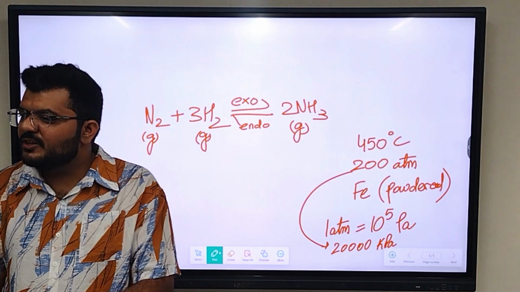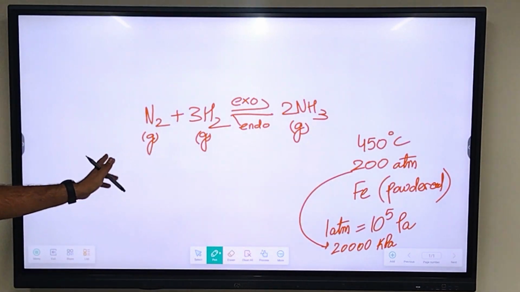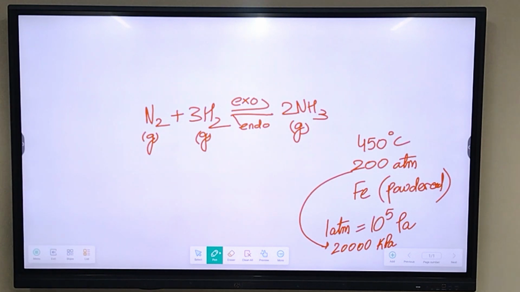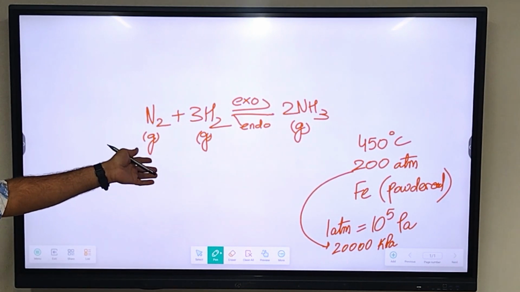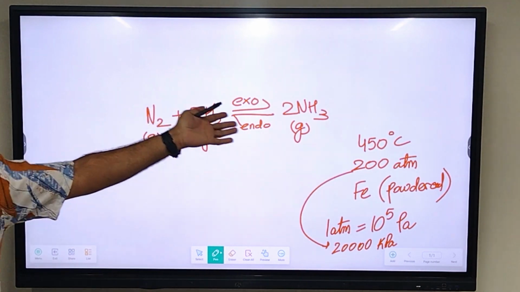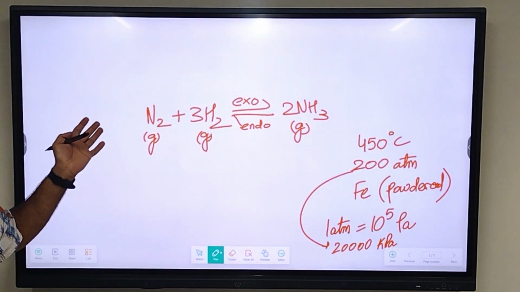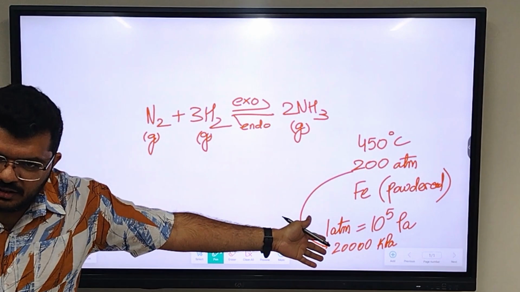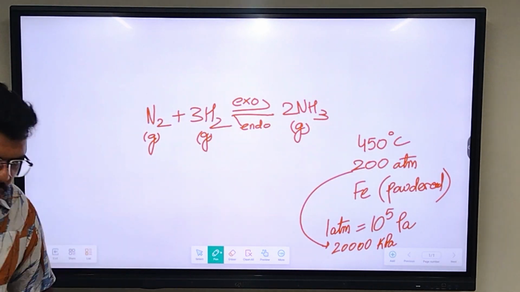That is exactly what I was going to ask. Why do you use such high pressure? Looking at the equilibrium, can you guess why do you require such high pressure? The number of moles are less on the product side. So at a higher pressure, the equilibrium will shift to the right. So what is this process for? This process is for producing ammonia.